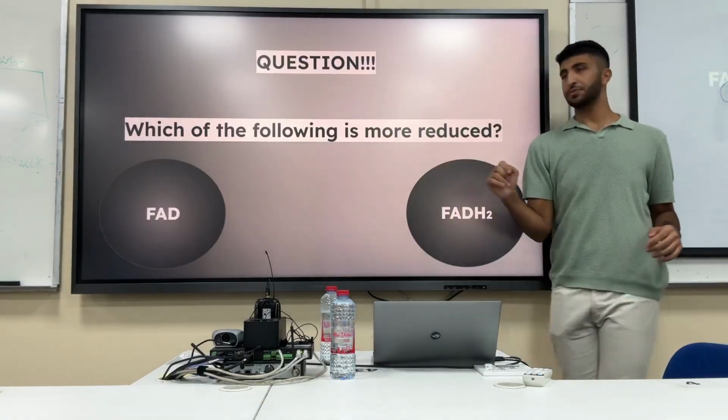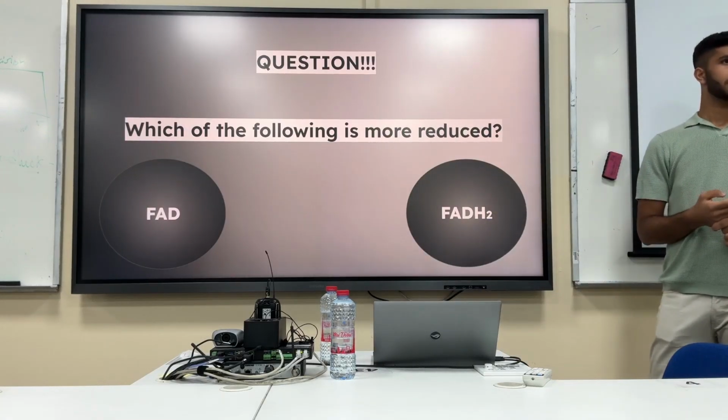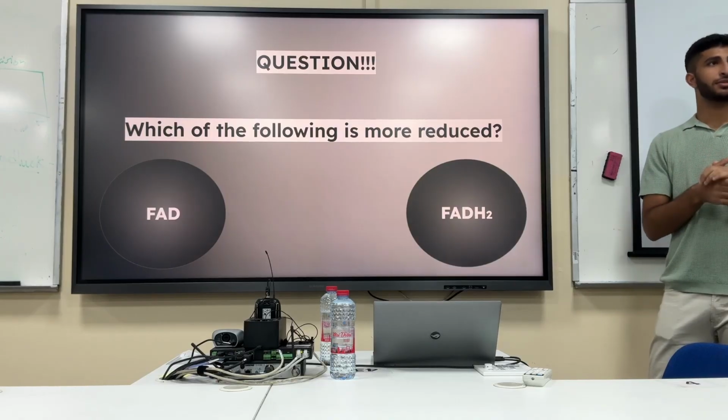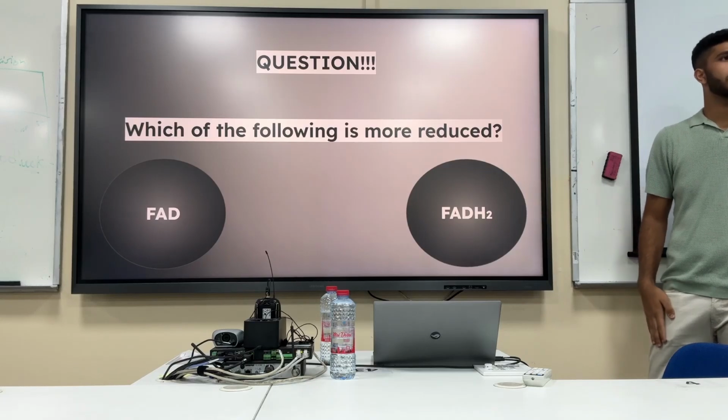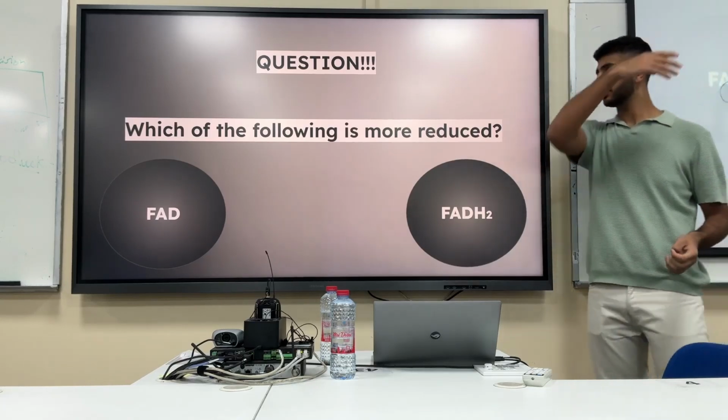Which of these is more reduced? It's a very easy question. Someone, yalla. You, great. FADH2. Why? Because it has more hydrogen. Exactly.